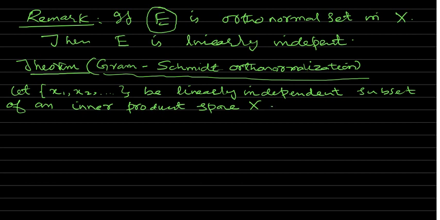Now we define a new set of vectors. First, we define the first vector, given by this formula: y1 is the same as x1. The first vector I'm keeping the same, but to make it normal, we divide it by its norm. We actually construct two sets of vectors: one is the set of y's, and the second is the set of u's. This is u1. The y's will be orthogonal.